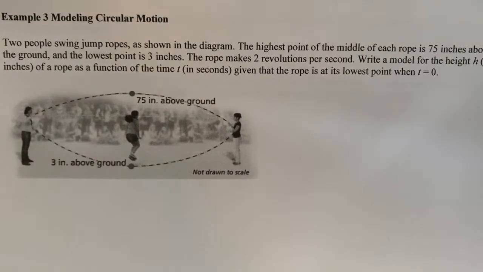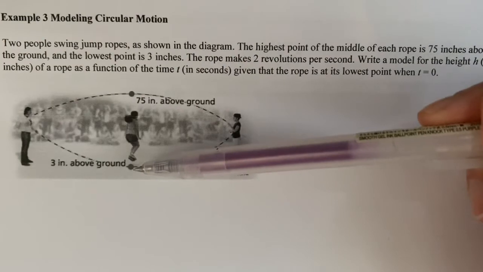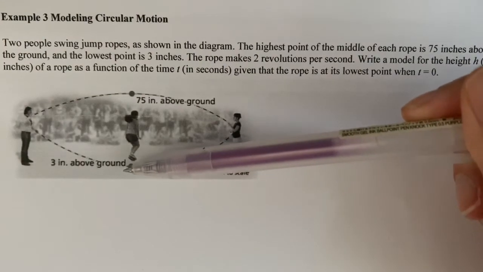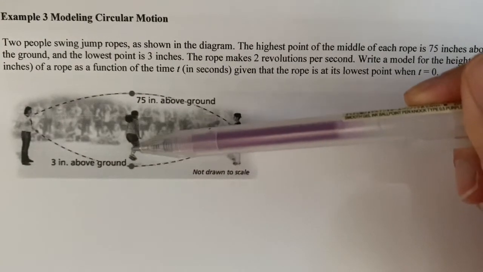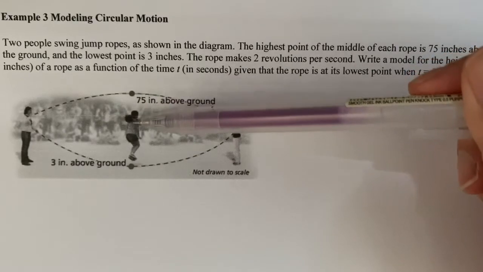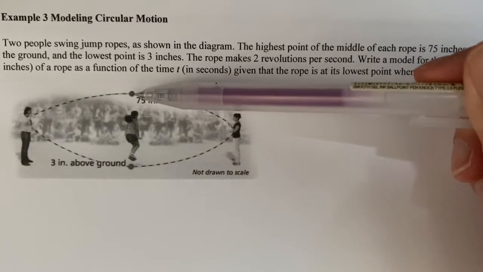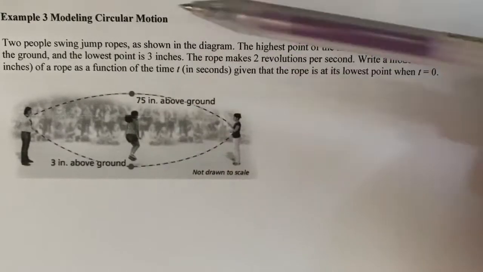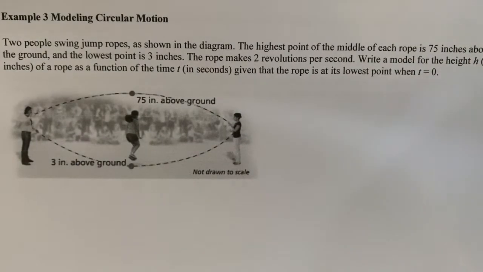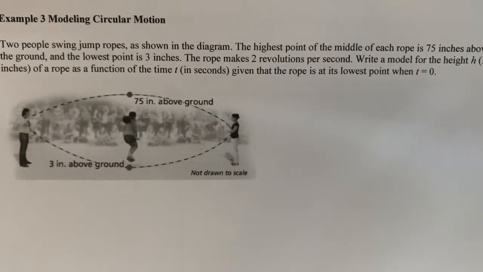A sinusoidal function is the best function to model this motion because the height of the jump rope is going to start at the minimum and go up to the maximum, back down to the minimum, back up to the maximum, down to the minimum, and so on and so forth. The shape of the graph is going to be like a wave, so that's why we want to use the sine and cosine functions. And then we just have to figure out the relevant variables for our function.